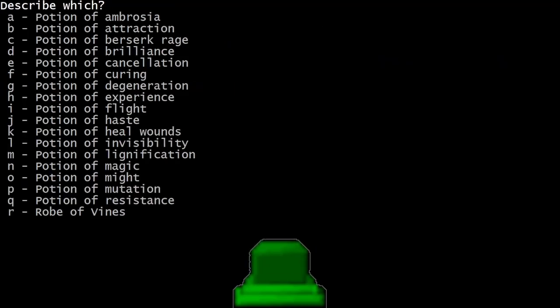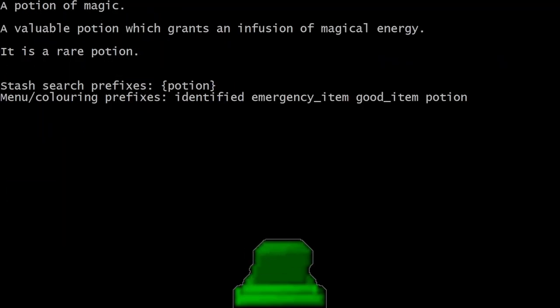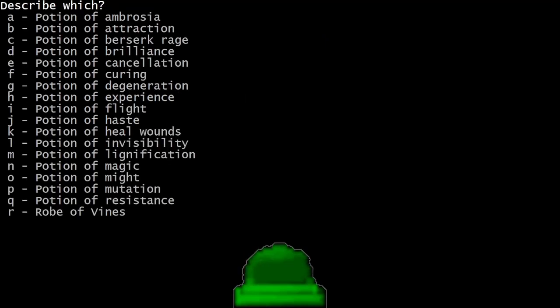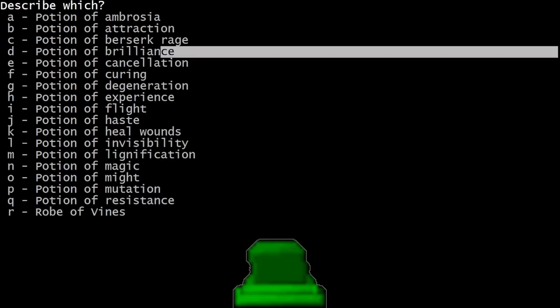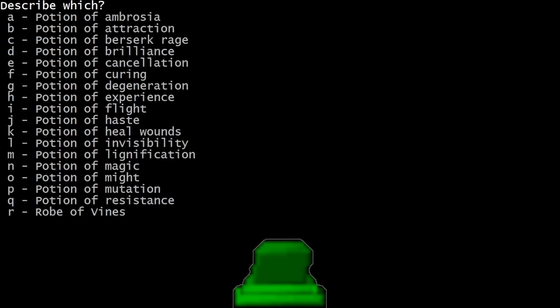Next on our list, we have Potion of Mana. Valuable potion which grants an infusion of mana. It is a rare potion, and it does exactly what it says on the label. In any situations where you would like to use a potion of mana, you really want to just have used a potion of brilliance beforehand, since potion of brilliance is less rare than potion of mana. Using a potion of brilliance before using a potion of mana is like doubling up the efficiency of the potion of mana.